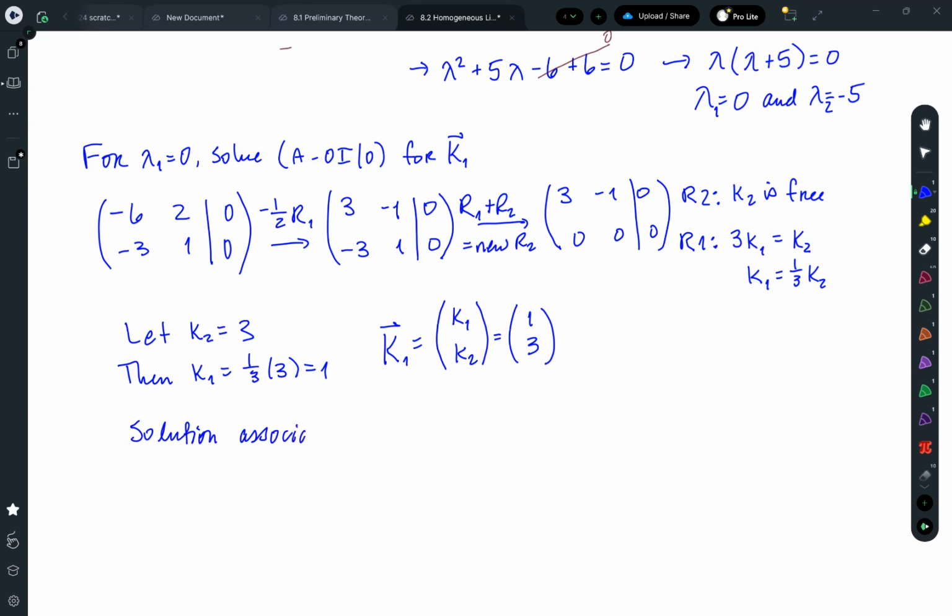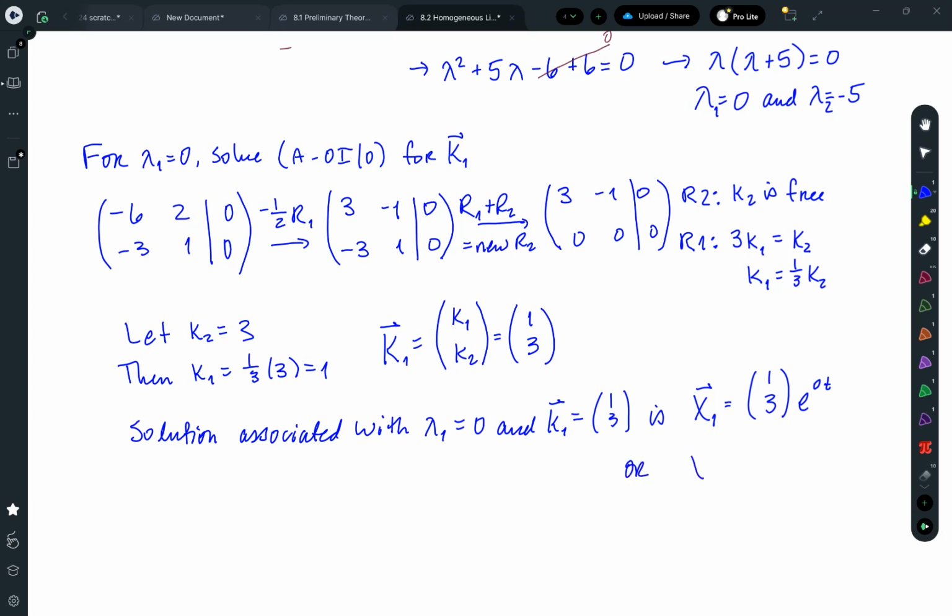The solution associated with lambda 1, I should just write it out, lambda 1 is 0 and k1 is (1, 3), x1 is going to equal the k1 vector (1, 3) times e to the lambda t, which is e to the 0t, or in other words, x1 is just equal to the vector (1, 3).